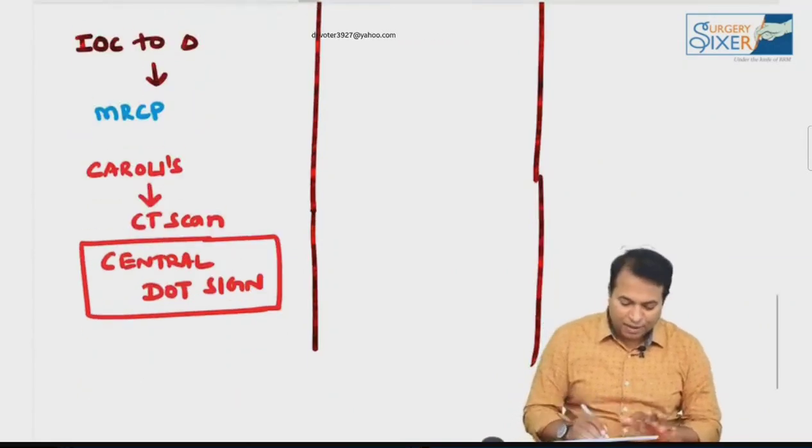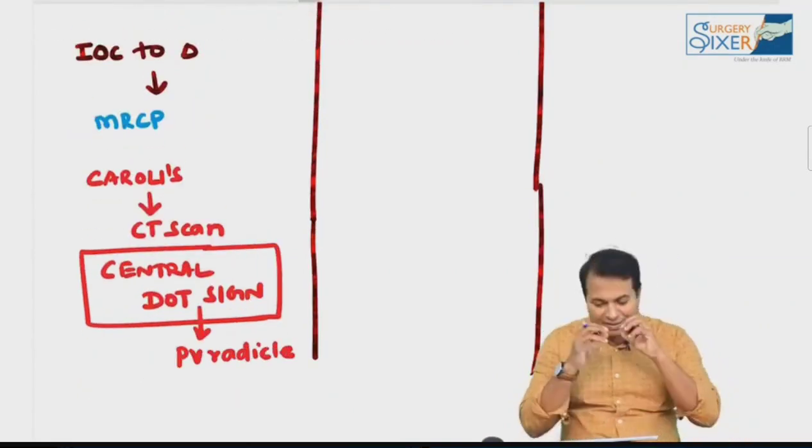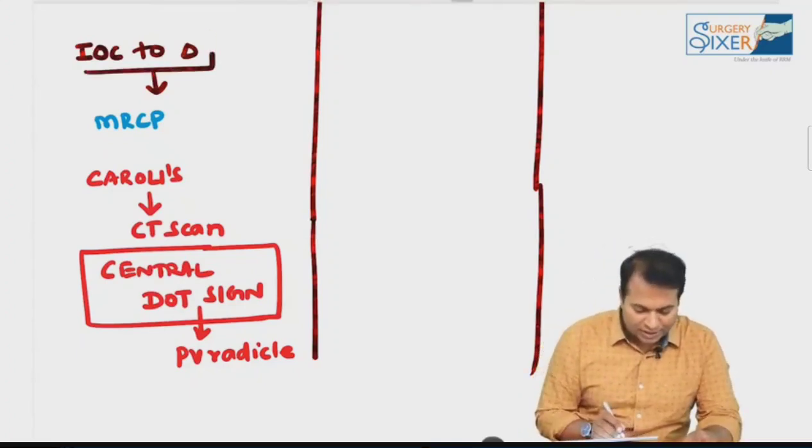That central dot is nothing but portal vein radicals. The portal vein radicals appear as a central bright spot. So investigation of choice to diagnose choledochal cyst is MRCP.